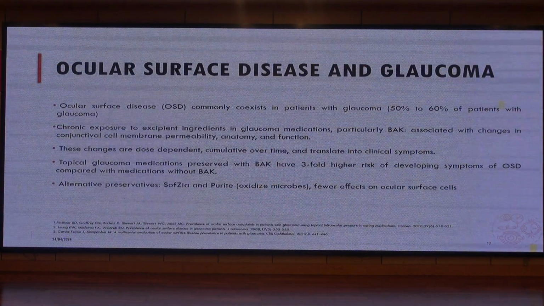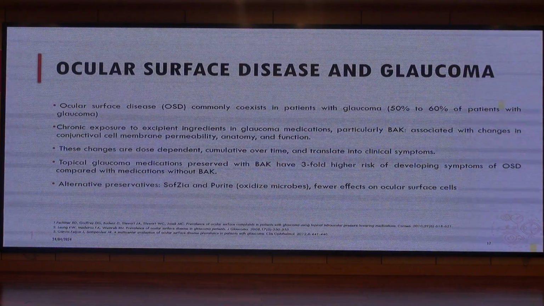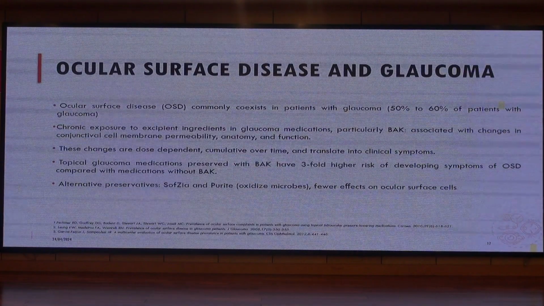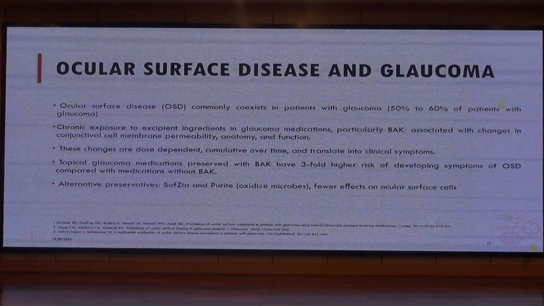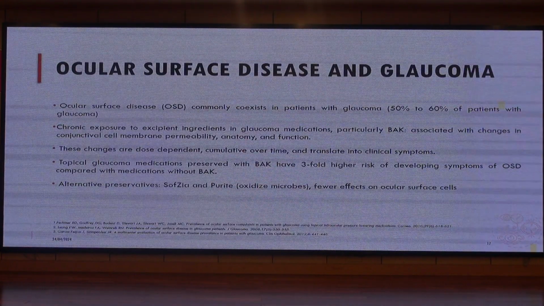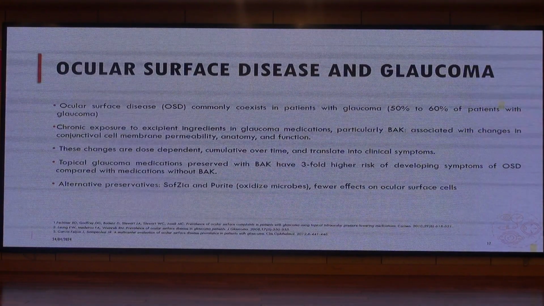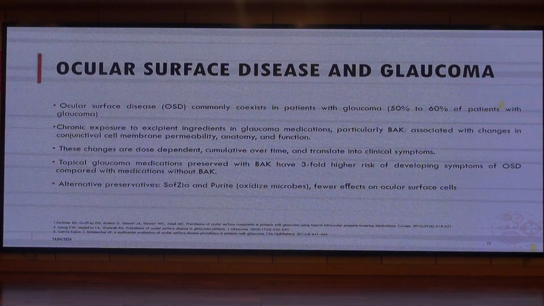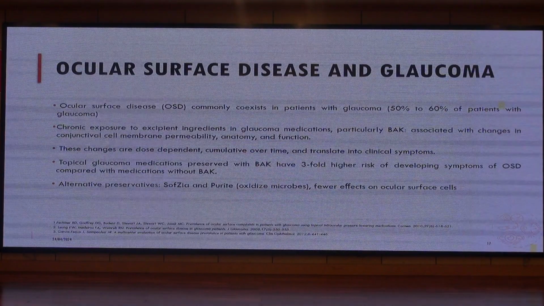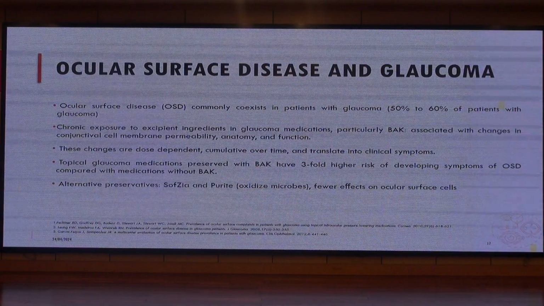So ocular surface disease commonly coexists in patients with glaucoma, in up to 50% to 60% of glaucoma patients. This is due to the chronic exposure to the components in glaucoma medications, particularly the preservative BAK. This can cause a change in conjunctival alignment, permeability, anatomy, and function.